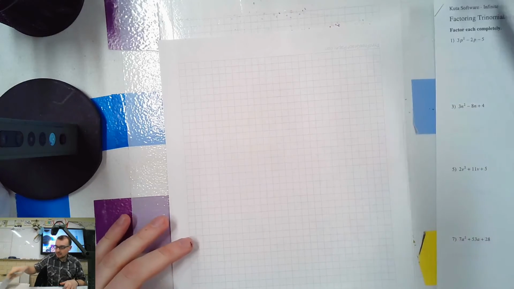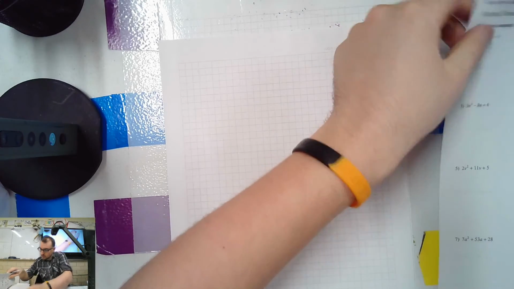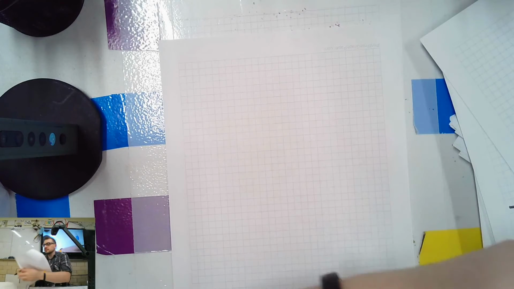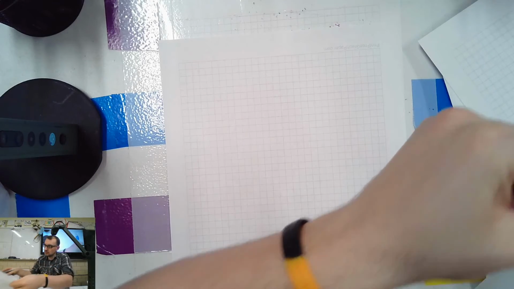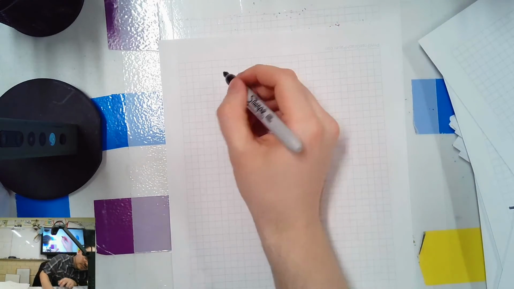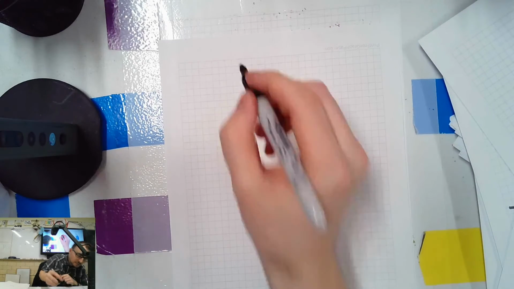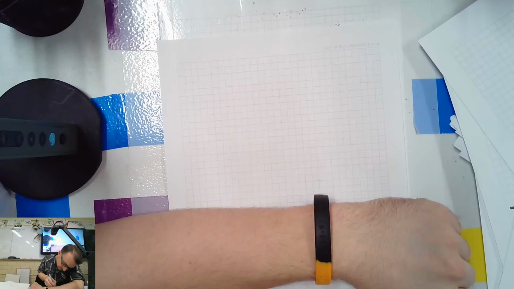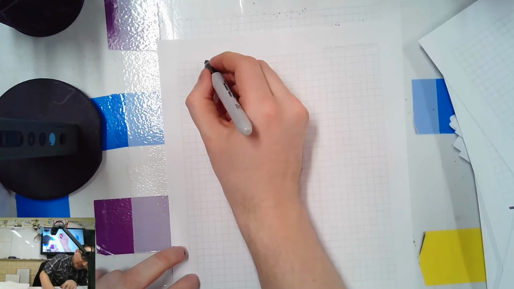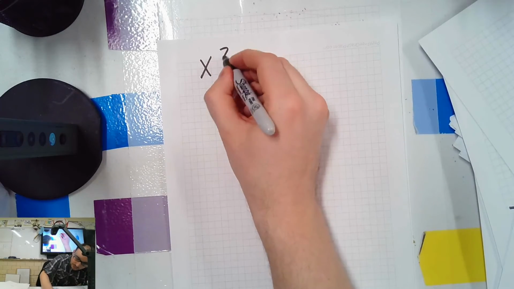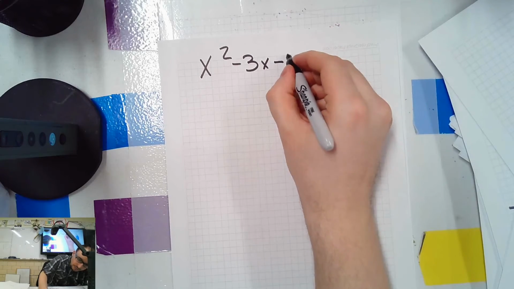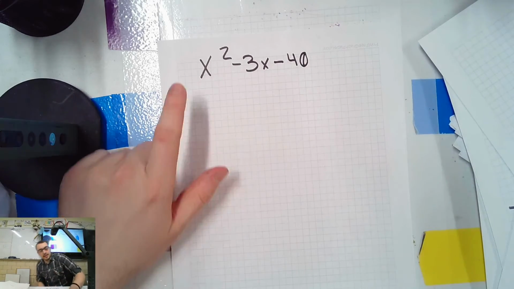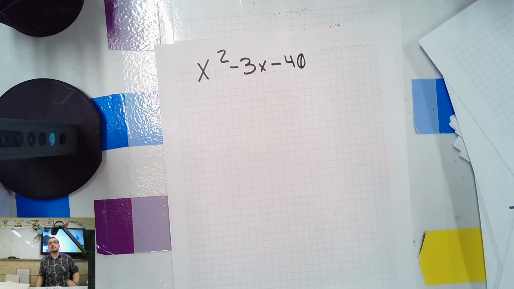All right. Let's do this one. Let me make up one real quick. Here's your thing that we're going to factor. X squared minus 3x minus 40. So, a is equal to 1. You can use magic x for this if you want, but it's kind of silly.